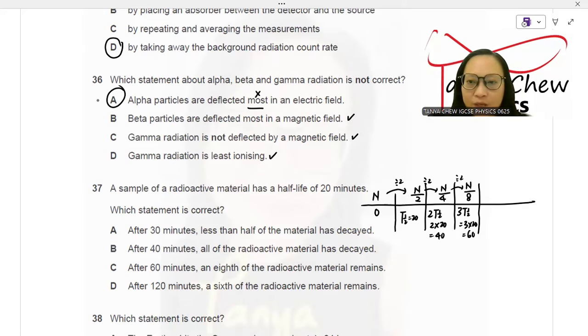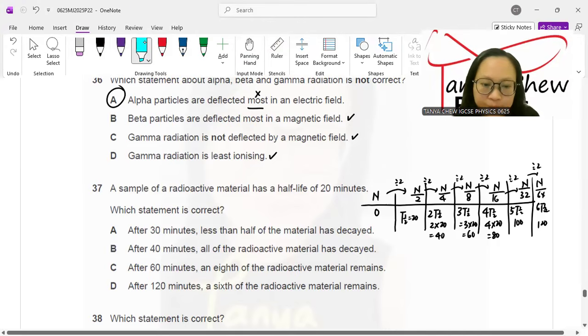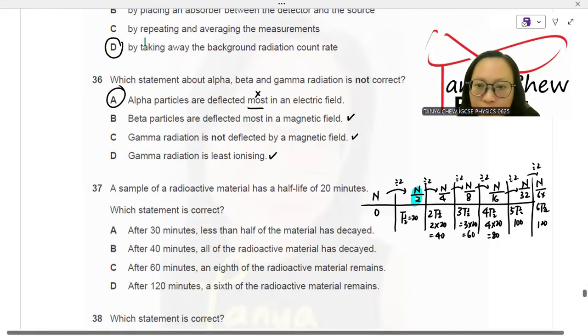And then it keeps on decaying. Half, 16, this is 4 times the half-life, 4 times 20, this is 80 minutes. And then 32, right? This is 5 times the half-life, which is 100 minutes. And then decay again, 64, divide 2. This is 6 times the half-life, which is 120 minutes. Right, so these are all the remaining materials.